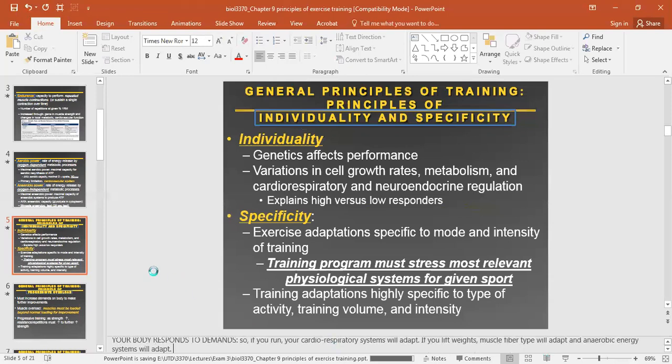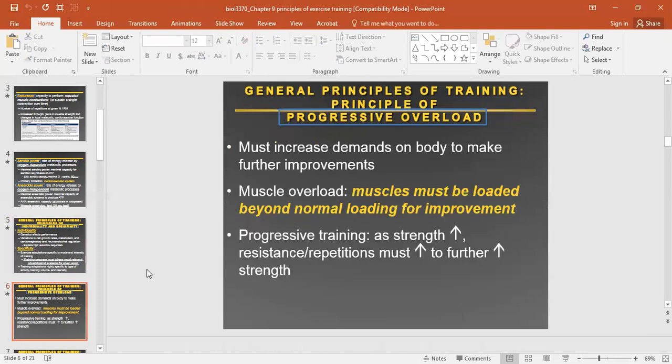Continue. Specificity just means depending on how you train, your body will respond. So your body responds to its demands. Specificity. Let's go on. And it will only respond to demands by overloading the system that you're working, whether it be the cardiovascular system or skeletal muscle system, the anaerobic systems. Progressive overload just means you have to increase the demand on the body to make further improvements. Remember, like I said on the last slide, your body will respond, adapt to the demands placed on it.